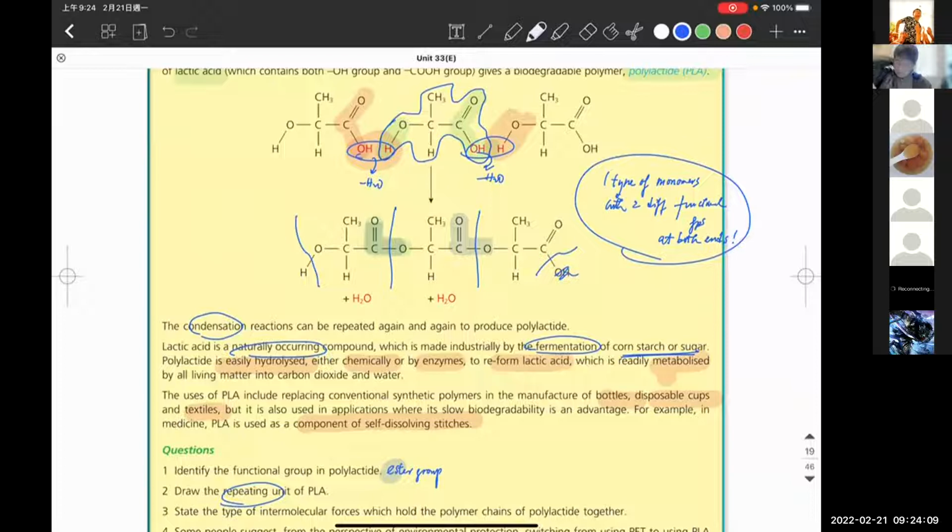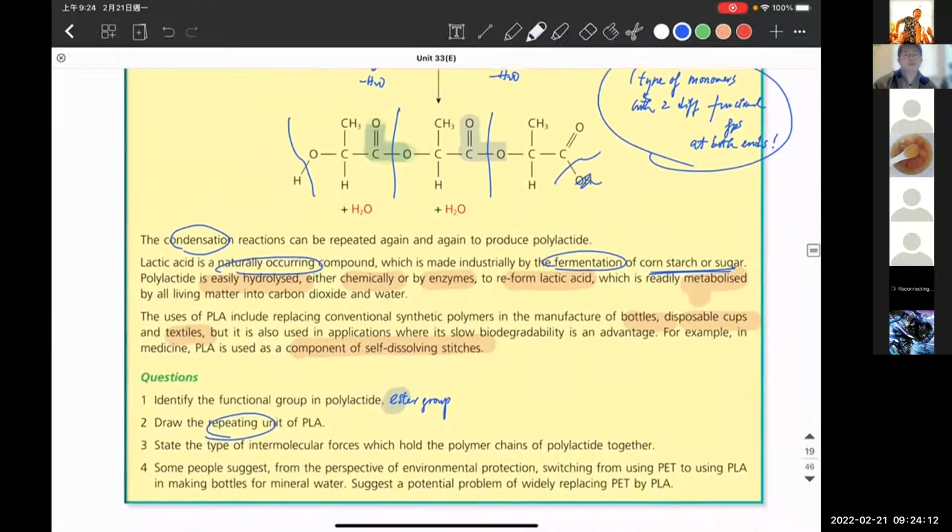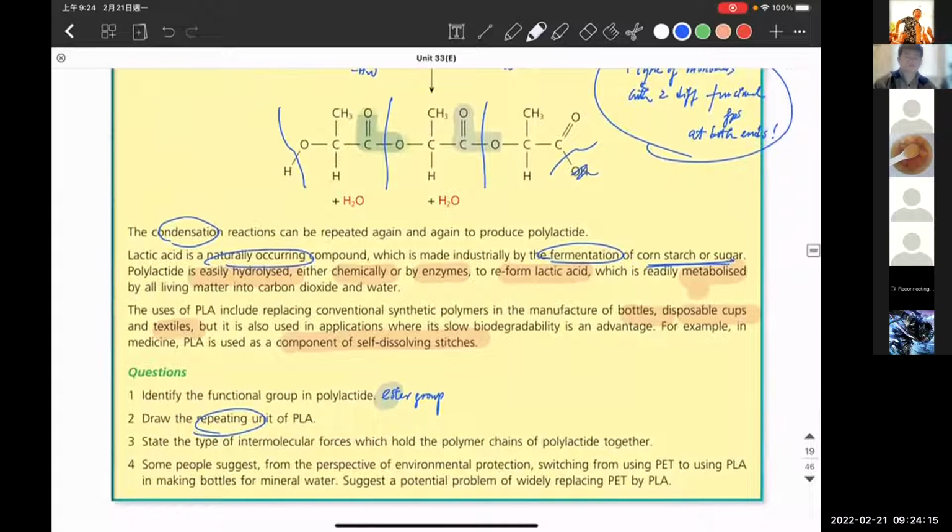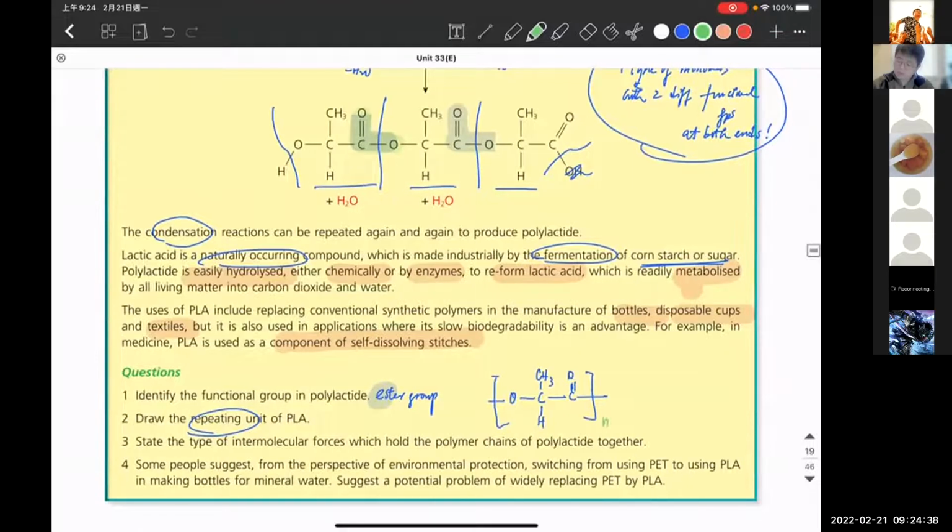polyester. Okay, what I've just confined is the structure of the repeating unit. These three units, they are the same, right? So this is what we call the repeating unit. Draw it again: O, C, H, CH3, C double bond O. Now this is the repeating unit. Please do not draw n here. No need to draw n here. We are talking about the repeating unit, but not the structure of the polymer.